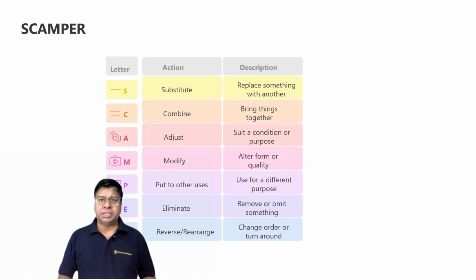P represents put to other use. Can this be used differently? Like how baking soda became a fridge deodorizer, not just an ingredient, right?